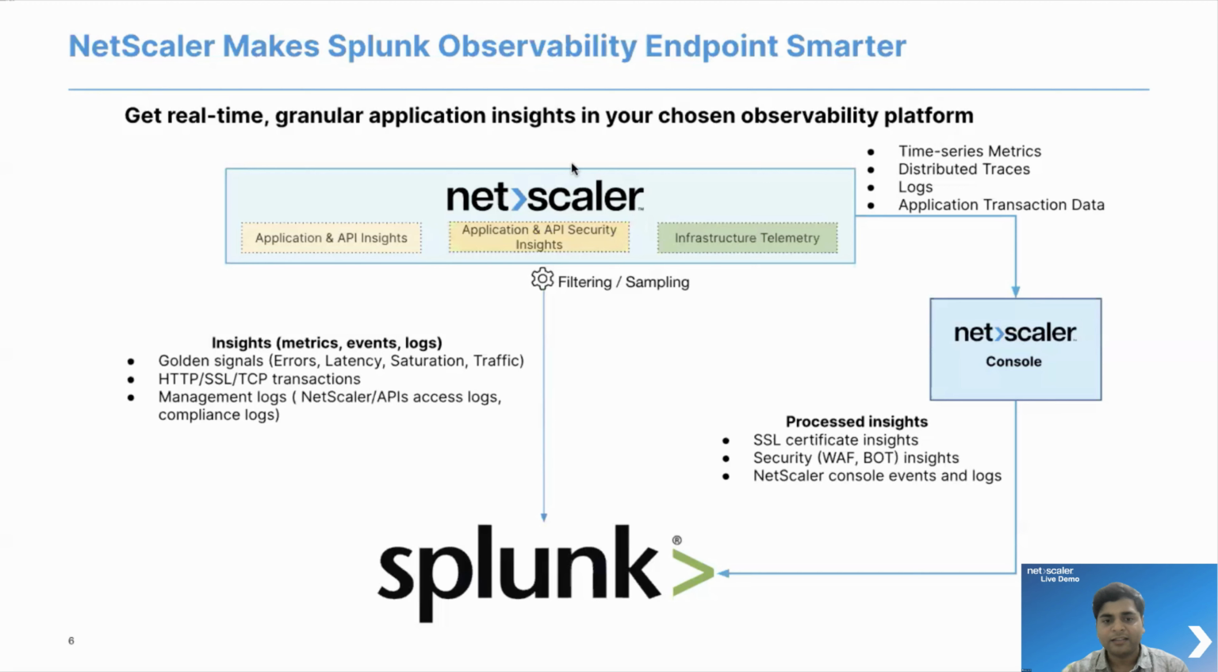The only thing is that this is non-processed data. This is raw data. When you get the raw data, you need to build the dashboard. You need to process it.